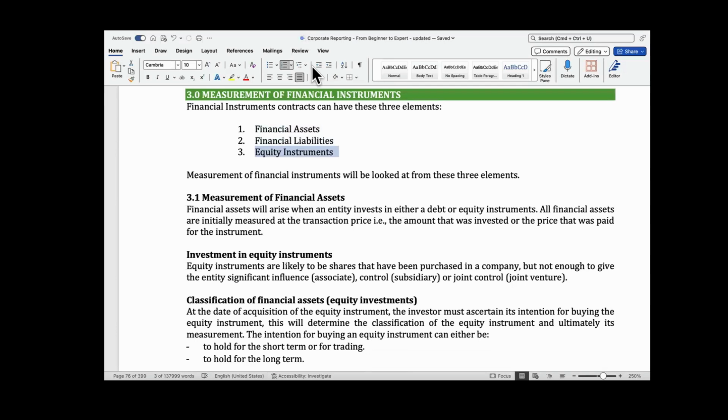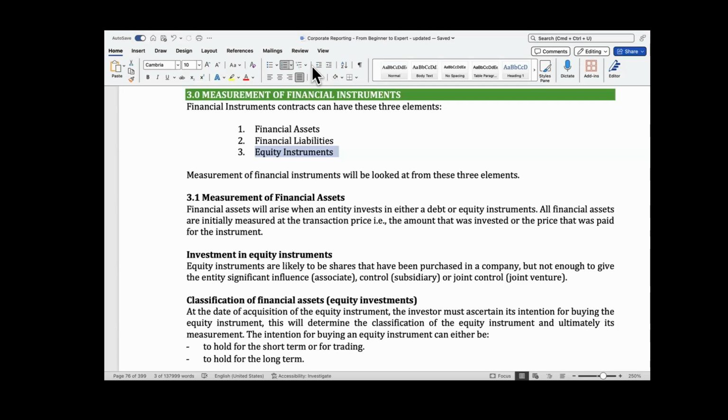So when we say equity instruments, it means that an entity issued shares. When you issue shares or share capital, you have equity. Equity is synonymous with your share capital and your reserves, majorly. So when we talk about measurement, when you issue shares, at what amount do you recognize that share capital in your books?